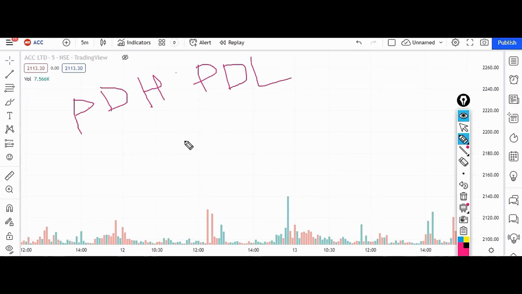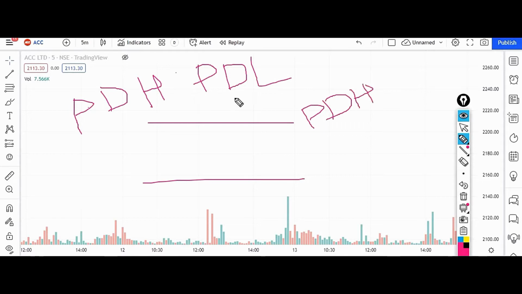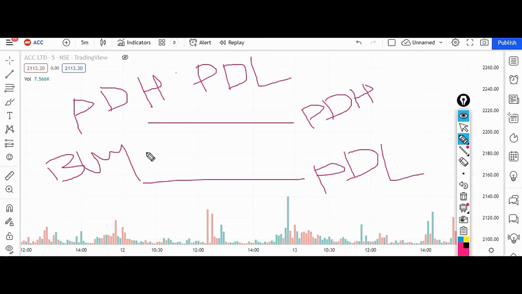Many professional traders mark these levels on their chart. They mark PDH and PDL. PDH is nothing but previous day high and PDL is nothing but previous day low. They mark these levels before trading hours itself. Why do they mark them? To create some bias, whether to go buy or sell for that particular day.